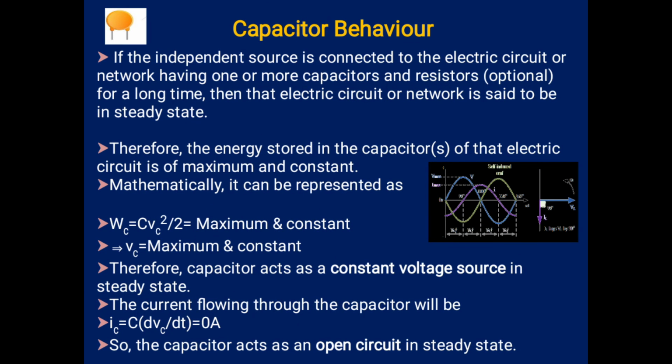Next, capacitor behavior. If an independent source is connected to an electric circuit or network having one or more capacitors and a resistor, it will be in the steady state. The energy stored in the capacitor is given by C into Vc square divided by 2, and that will be maximum for maximum Vc square. So the capacitor acts as a constant voltage source in the steady state, and the current flowing through the capacitor is given by IC equal to C into dVc by dt, which will be equal to 0.